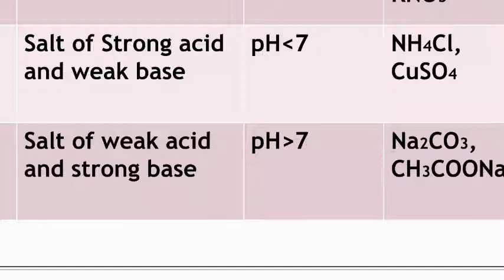Okay, so pH is greater than 7. Example, sodium carbonate, sodium acetate. Sodium carbonate means it is made of sodium hydroxide and carbonic acid. Carbonic acid is a weak acid, and sodium hydroxide is a strong base.